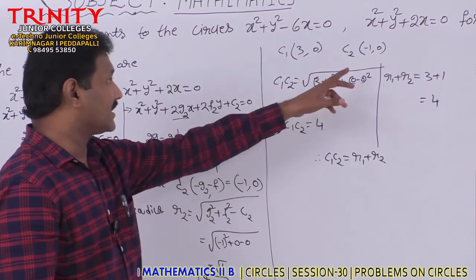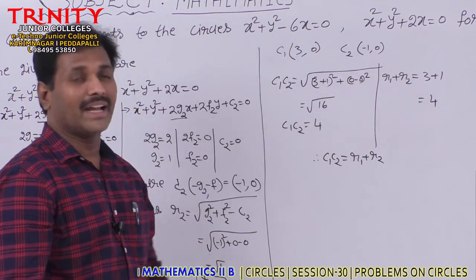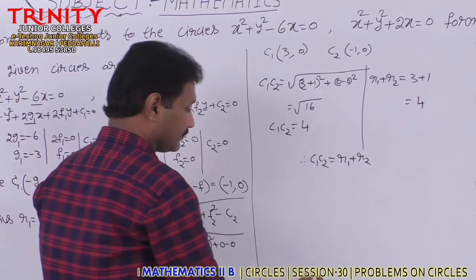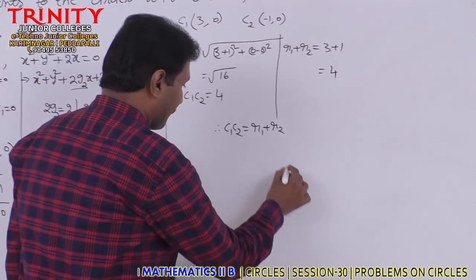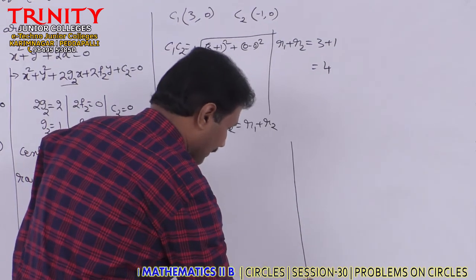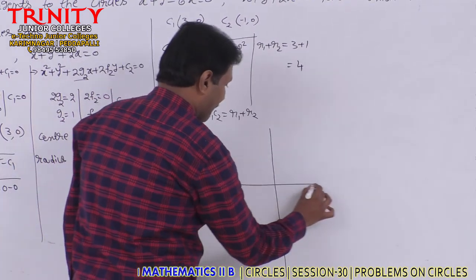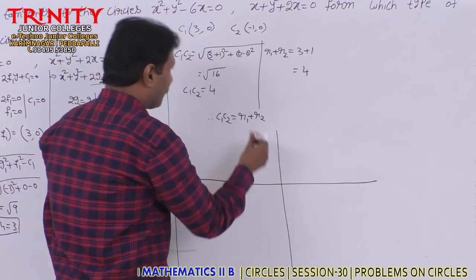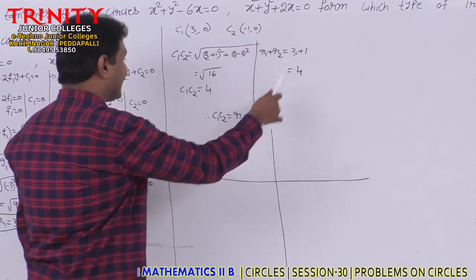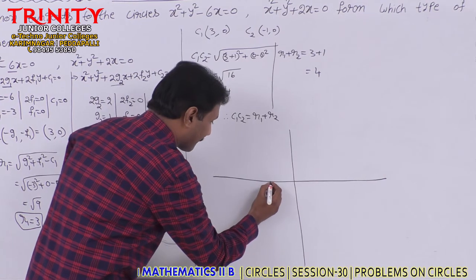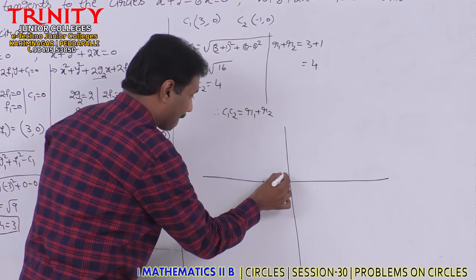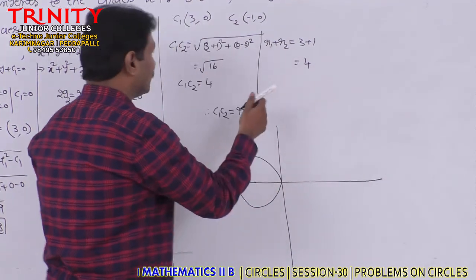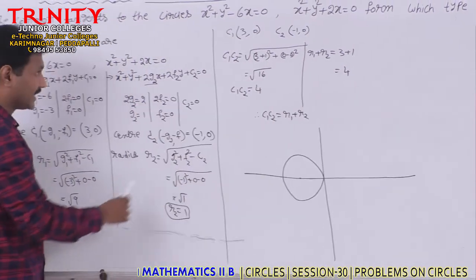Here one center is 3 comma 0 and the other center is minus 1 comma 0. The y coordinates are zeros. The points lie on x-axis. And also find the external center of similitude. Minus 1 comma 0, c2. The radius of second circle is 1. This is 3 comma 0. Radius of the first circle is 3.